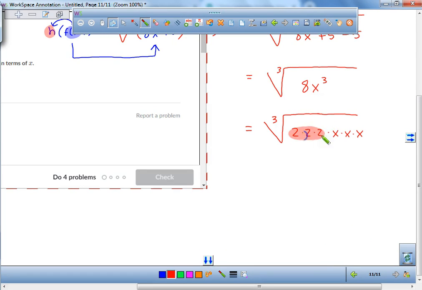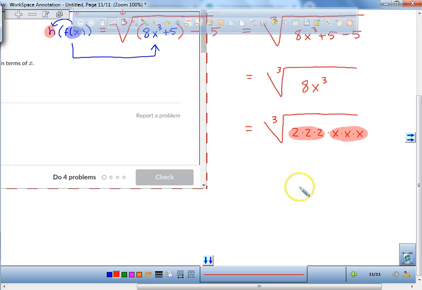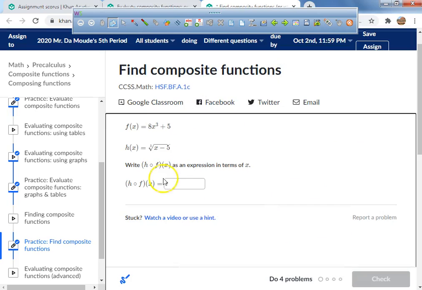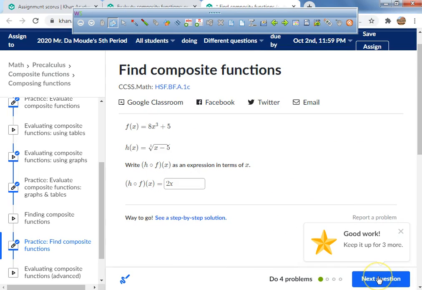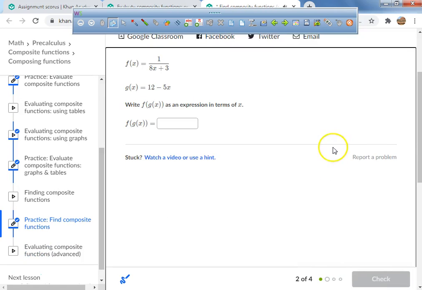So I have a group of 3, and I have another group of 3. If I said, what's the cubic root of 8? You would say it's a 2. And what's the cubic root of x cubed? It would be x. So 2x is actually going to be my final answer. So over here, we're going to type in a 2x and see what happens. Got it right. Sweet.